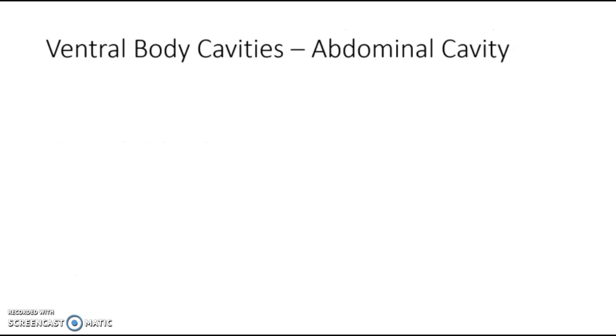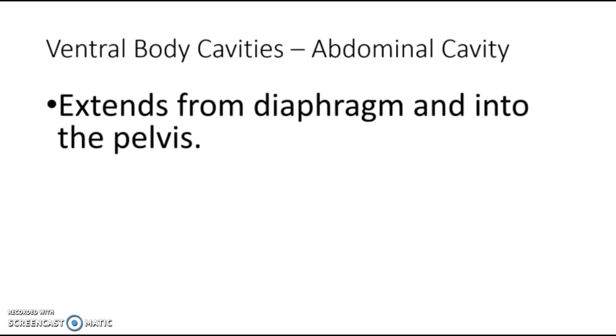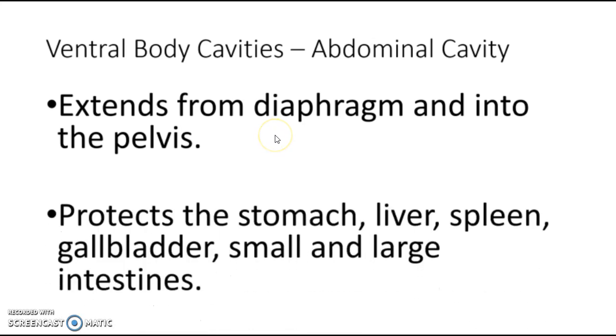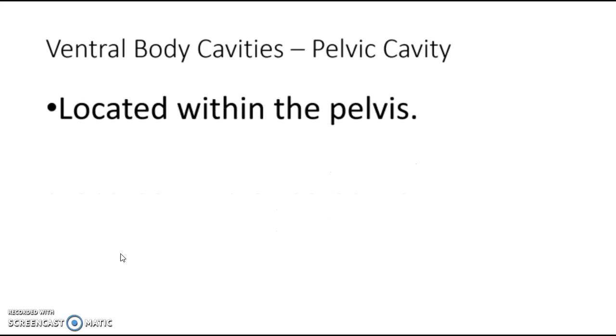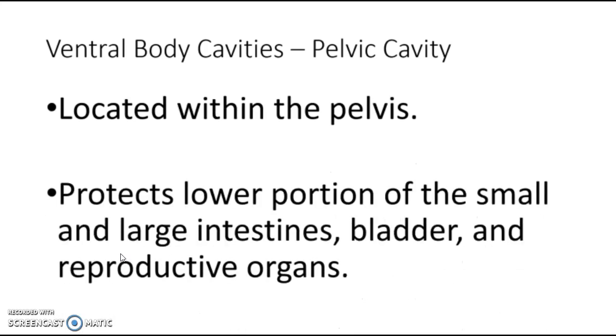And breaking the abdominopelvic cavity into the respective abdominal and pelvic cavities, the abdominal extends from the diaphragm into the pelvis, and the organs you would find there would be the stomach, liver, spleen, gallbladder, and parts of the small and large intestines. The pelvic cavity is inferior, or below, the abdominal cavity, and it's found entirely within the pelvis, and protects some of the same organs as the abdominal cavity, parts of the large and small intestines, but we also have our urinary bladder and our reproductive organs as well.